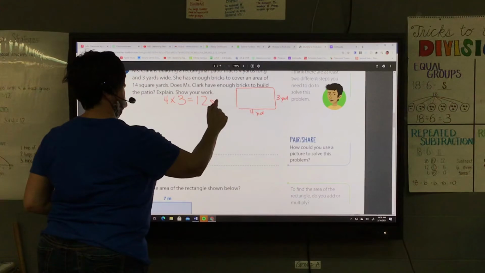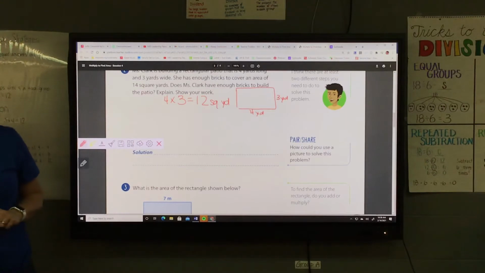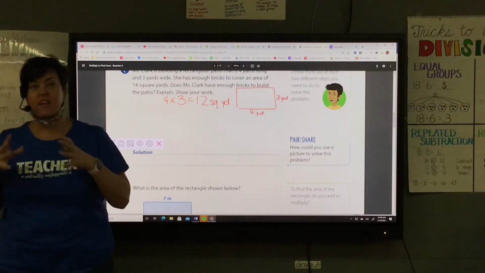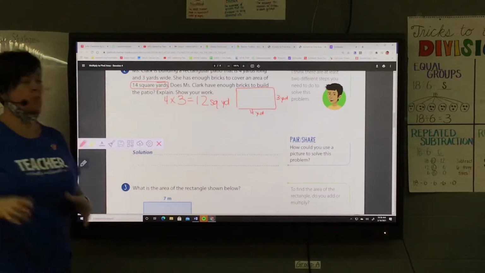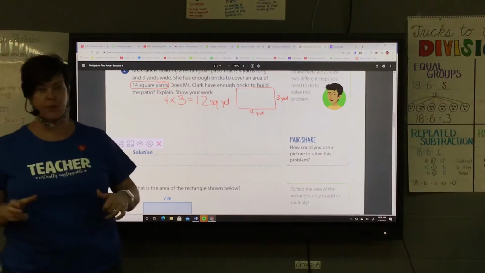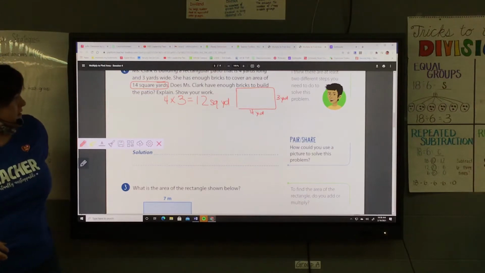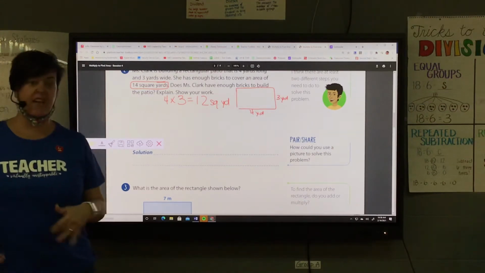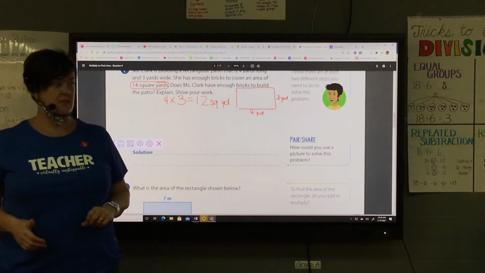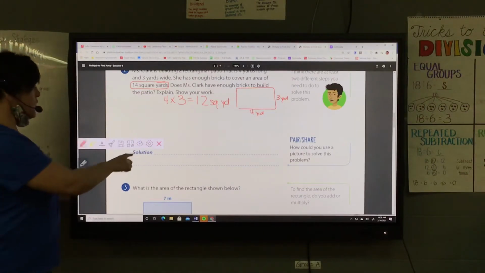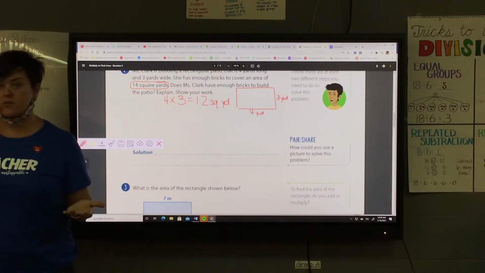So she has a patio that's going to be 12 square yards. Now on hand, she already has her bricks. She has 14 square yards worth of bricks. Does she have enough bricks to make her patio? Yes. More than enough. Does she have extra bricks? Yes. How many square yards of bricks extra does she have? 2. 2, right? So what could we write for our solution? Does Miss Clark have enough bricks to build the patio? Yes.